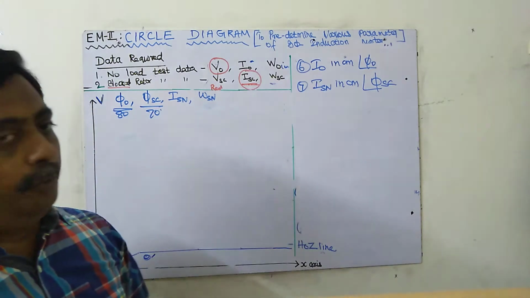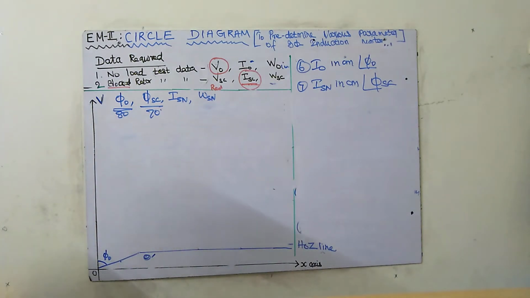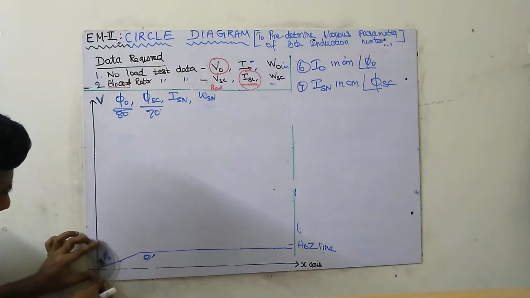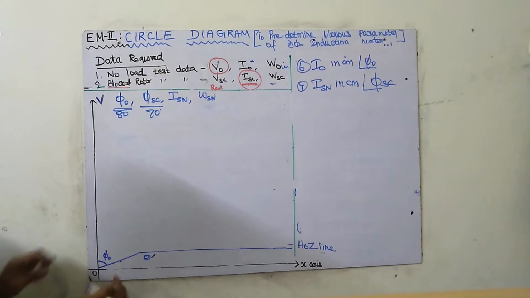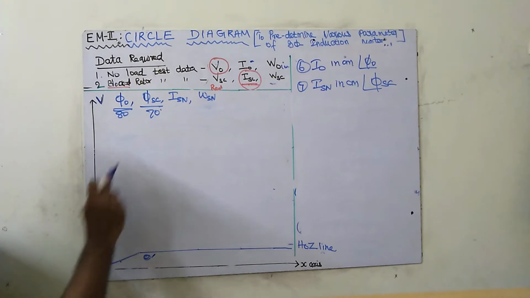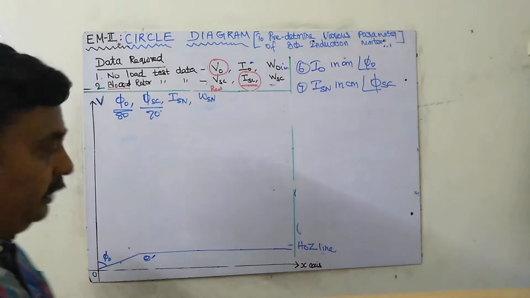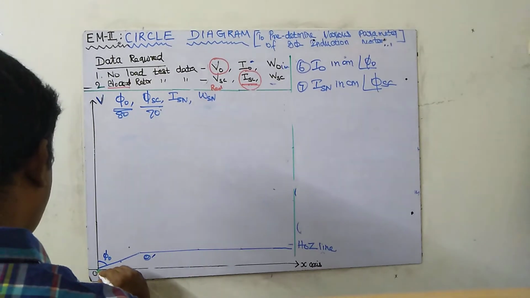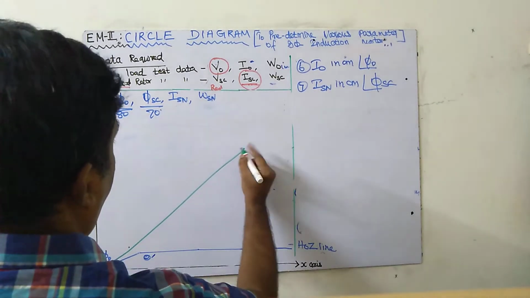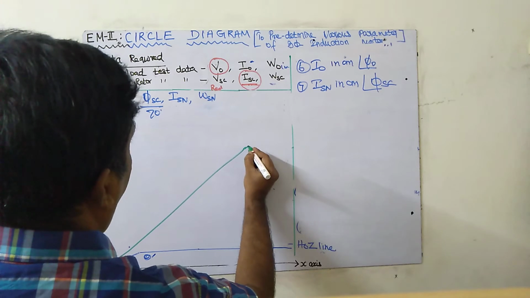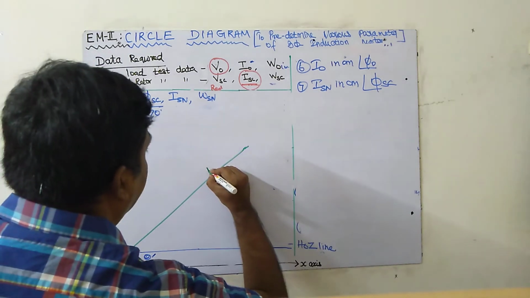ISN also has to be measured from here. It will be slightly above this point, because it will be lagging by only 70 degrees. From here it is 70 degrees. So I will use a different color for this line. This is ISN, not ISC.